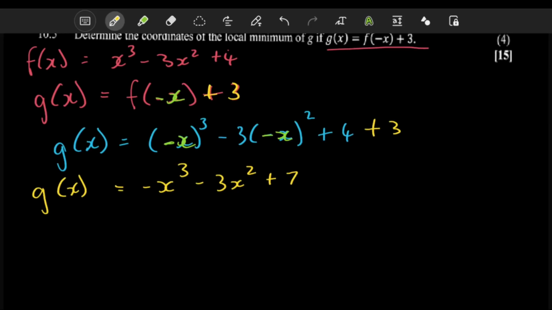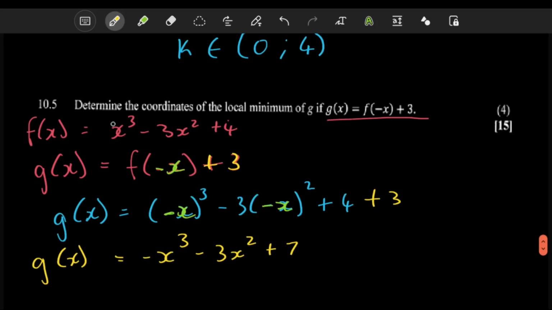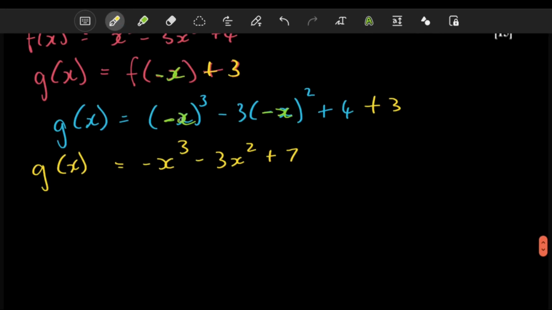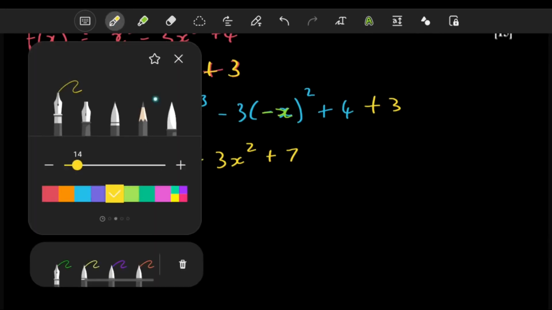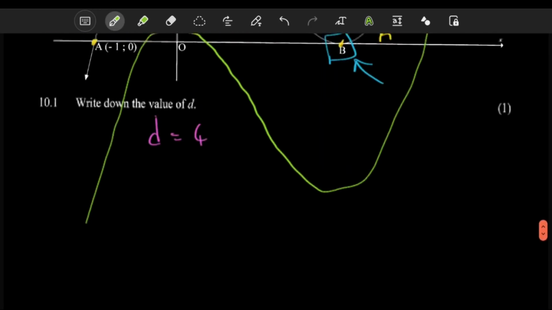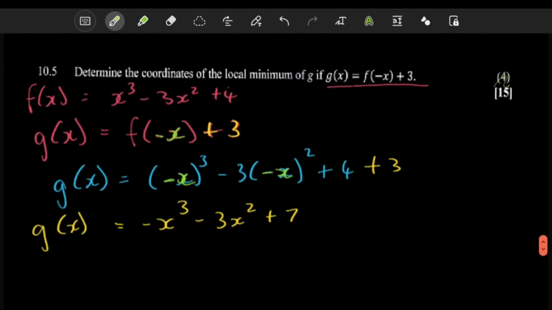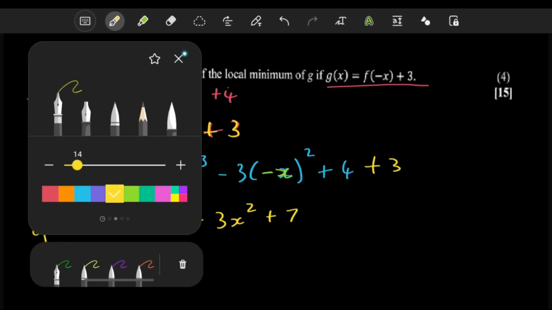Nothing crazy, nothing major. I feel like I skipped the question here, but they didn't ask us to just get the equation of g. They said we should get the local minimum. I feel like I messed up, but I actually don't. I think we can just carry on from here, because if you have the equation of g now, getting the local minimum is just one of your turning points, right? Let's see, did they say the local minimum? How many marks is it? 4. So I think we're still okay. The local minimum is still just a turning point here.